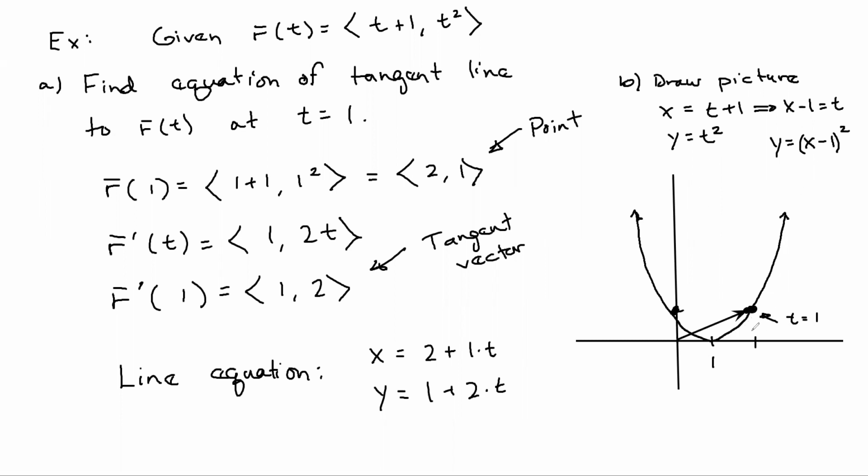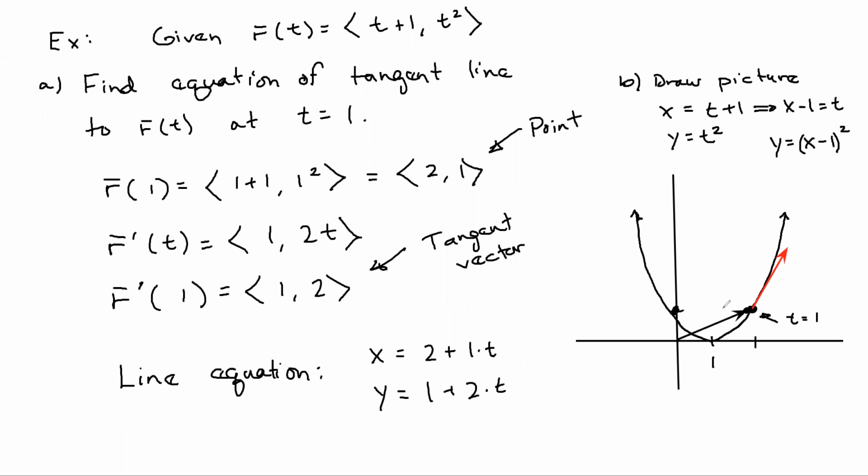Right, and so next we can graph the direction vector. At t equals 1, we found the tangent vector. We said the tangent vector is 1 comma 2. So what would that look like? Let's use a different color here. If this is 1 unit, then we go 1 unit over and up 2, and we get something that looks about like that.